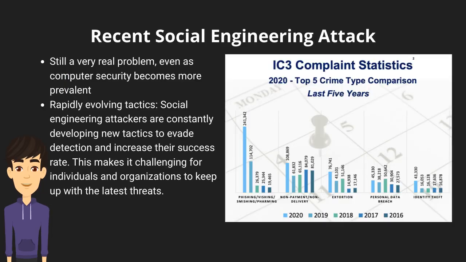Despite increased efforts in computer security, social engineering attacks remain a very real problem. In fact, according to statistics from the Internet Crime Complaint Center, phishing, vishing, smishing, and pharming are among the top 5 crime types in 2020, and their incidence has been increasing exponentially since 2016. Social engineering attacks are constantly developing new tactics to evade detection and increase their success rate. This makes it challenging for individuals and organizations to keep up with the latest threats.